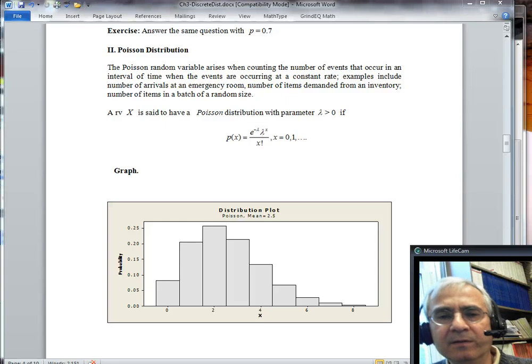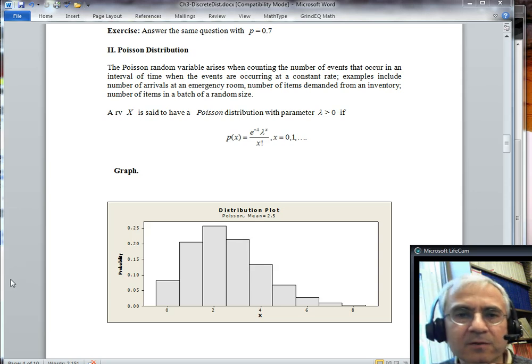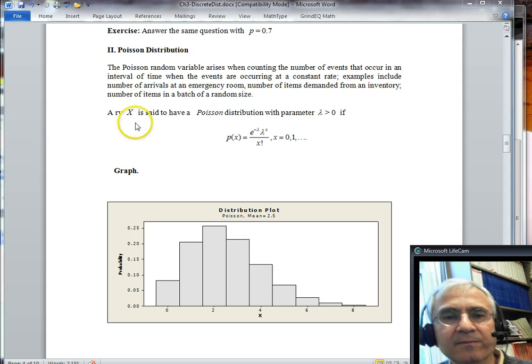Hello. I want to talk about a couple of discrete distributions in this lecture, specifically the Poisson distribution, and give you just a quick example on the hypergeometric distribution. Start with the Poisson distribution.